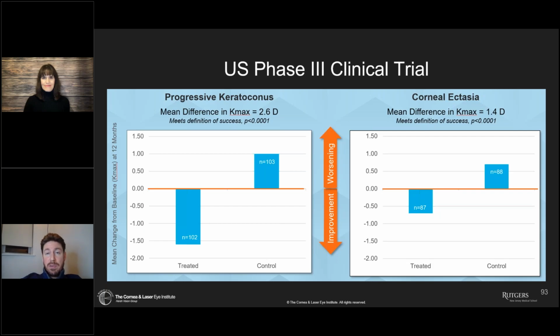We also found that these individuals were a lot more variable on their retreatment rates and the ability to keep them stable, but these individuals can progress at any time. And it's very sporadic and random. So it is also effective in corneal ectasia.